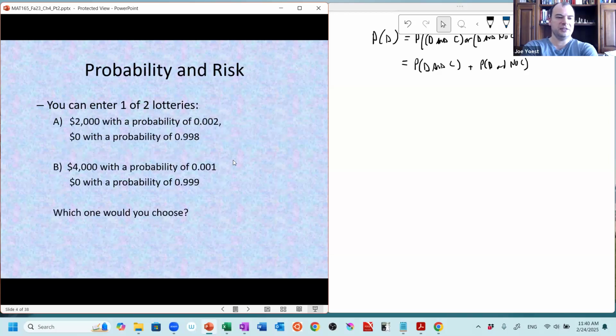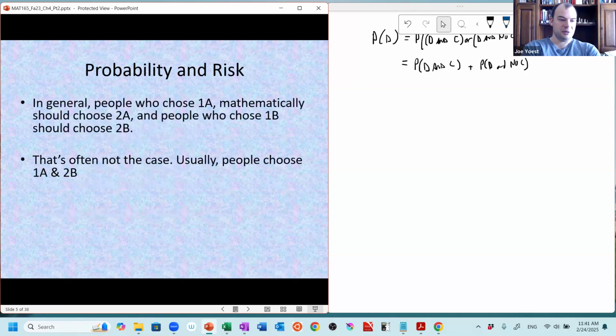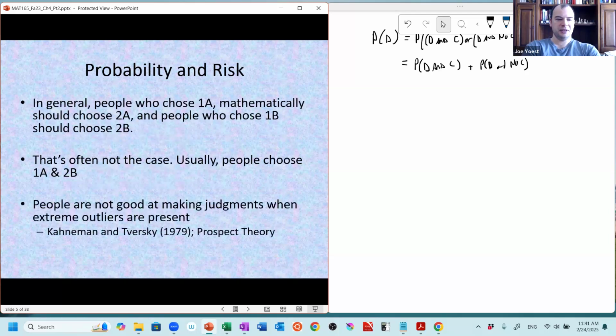But in the second lottery, you say, well, 0.002, two parts in 1,000, I'm basically never going to win anyway. So 2 parts in 1,000 or 1 part in 1,000, who cares? Go for the more money, right? If I go for lottery B and I don't win, well, I wasn't going to win lottery A anyway, so I don't feel like a fool. I don't feel dumb. So people usually choose 1A and 2B.